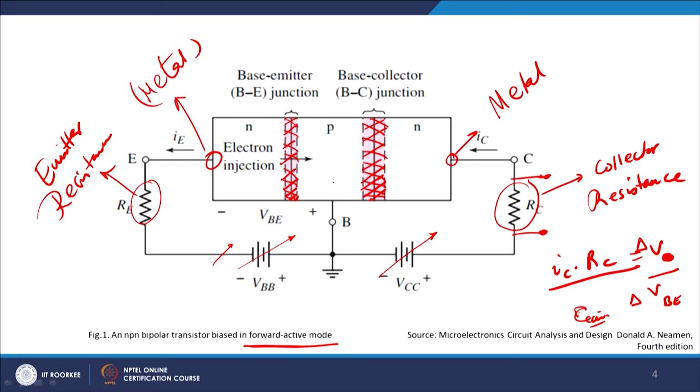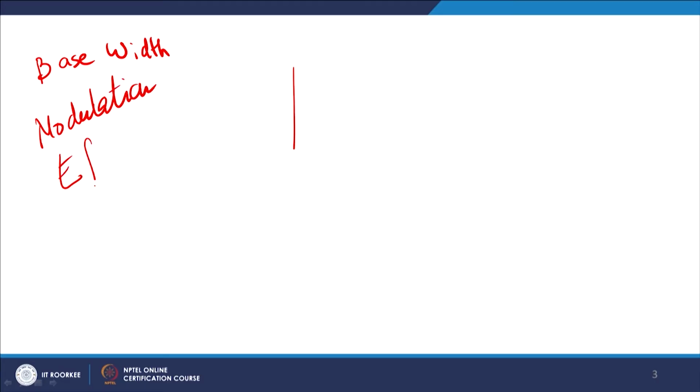Now at this stage, there are two important points I should take care of before we move forward. One is what is known as the base width modulation effect. I will explain what base width modulation is, again a second order effect in a BJT.